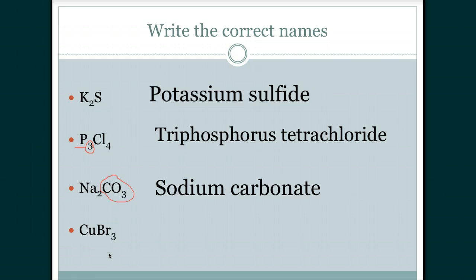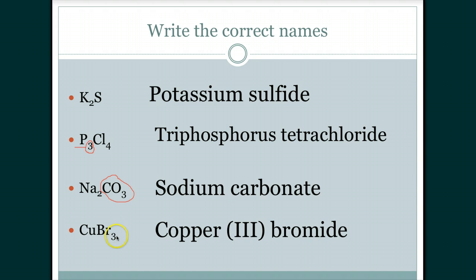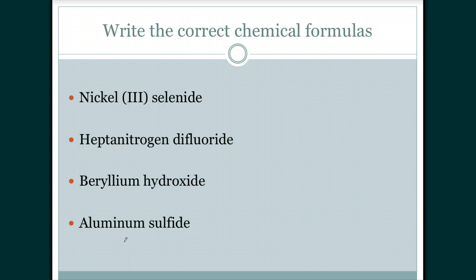And then we have copper and bromide, and the charge on bromide is 1 negative, and the charge on copper is 3 positive. That's why we end up with 3 bromide anions in this compound. So we have copper and 3 bromides. All right, now we need to write down the formula.